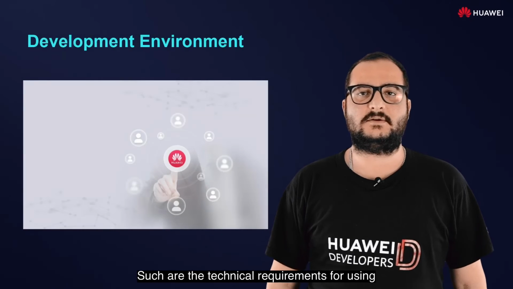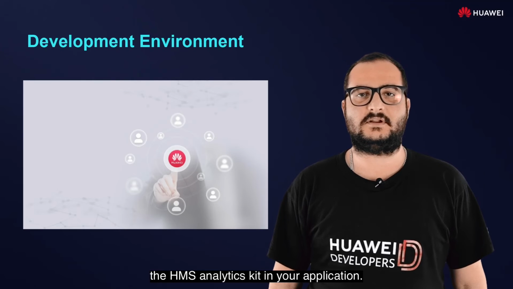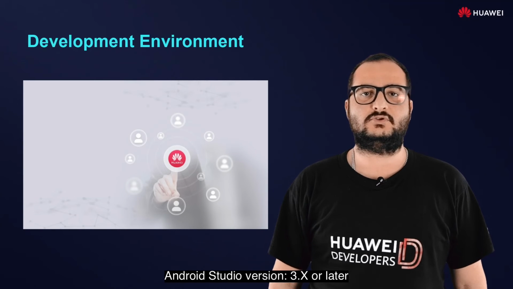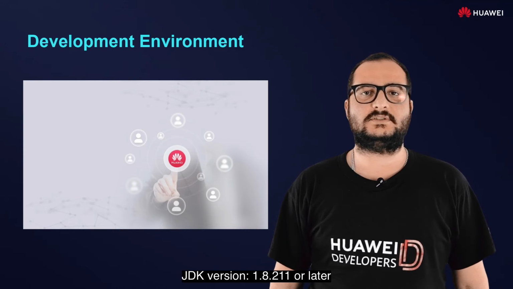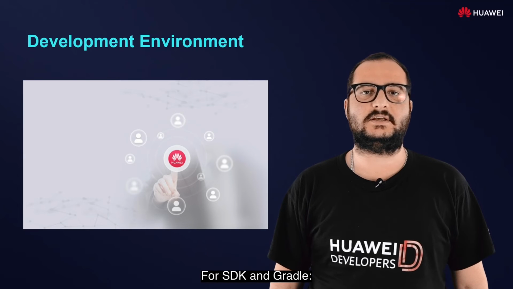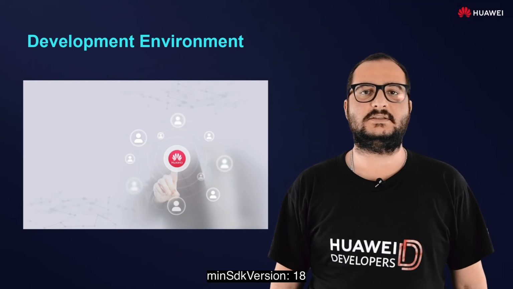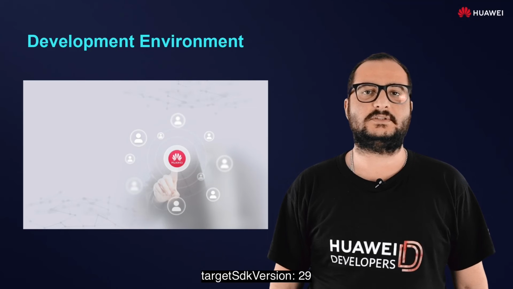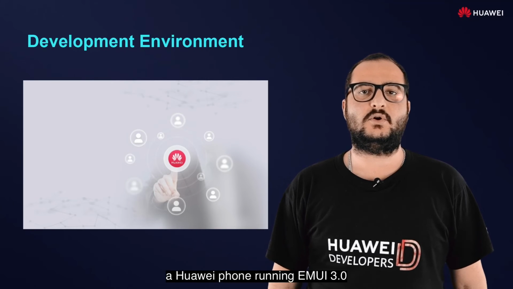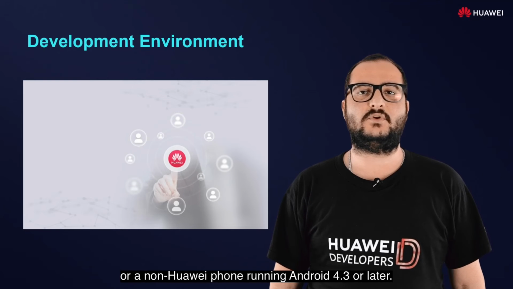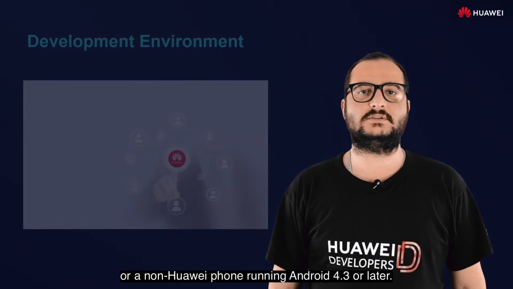Such are the technical requirements for using the Huawei Mobile Services Analytics Kit in your application. Android Studio version is 3.x or later. JDK version is 1.8.211 or later. For SDK and Gradle, minimum SDK version is 18. Target SDK version is 29. Compile SDK version is 29. Gradle version is 4.6 or later. Test device: a Huawei phone running EMUI 3.0 or later, or a non-Huawei phone running Android 4.3 or later.